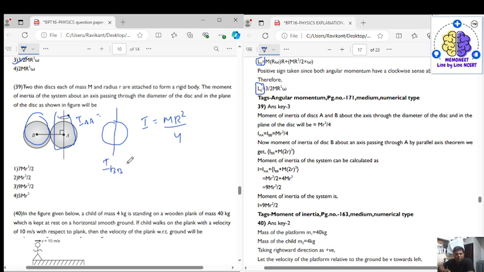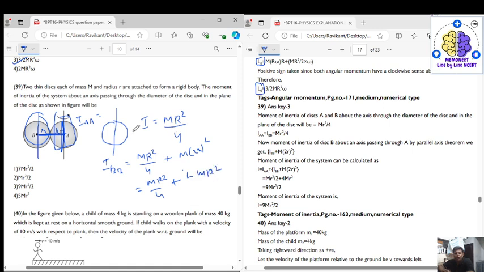IBB will be equal to mr square by 4, that is the moment of inertia about its diameter, plus m times the parallel distance between the axes of rotation squared. This distance is r plus r, that is 2r. So it will be equal to mr square upon 4 plus m into 2r square, which is mr square upon 4 plus 4mr square, right?